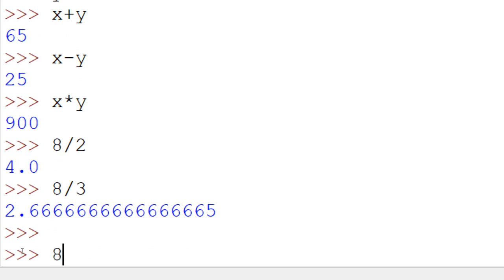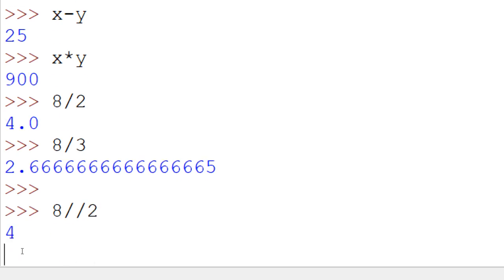So if I write 8 floor division 2, then instead of 4.0 I am getting 4. If I use 8 divided by 2, I get a decimal answer, but 8 floor division 2 will give me the answer as 4, whereas in this case the answer is always in decimal.